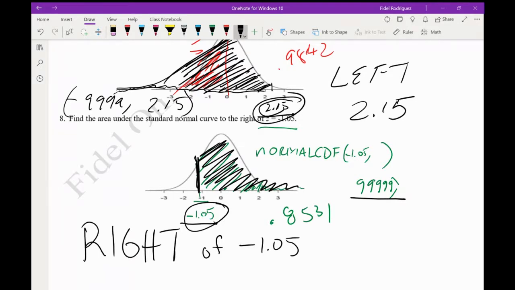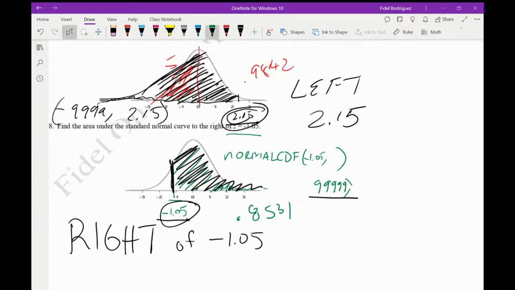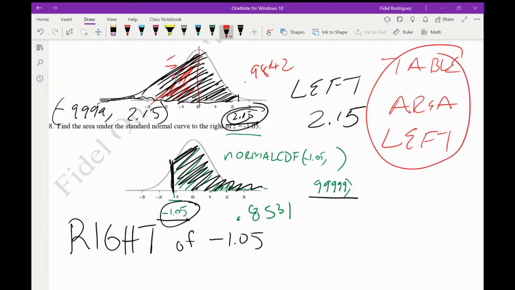Okay, so guys, I'm going to show you the same problem again using the table. And again, it's up to you on deciding: do you like the calculator better? Do you like the table better? It's really entirely up to you. Now, the one thing I want to mention is that when I'm doing this on my table, it always tells me the area to the left of a particular number. Okay, it always tells me the area to the left.